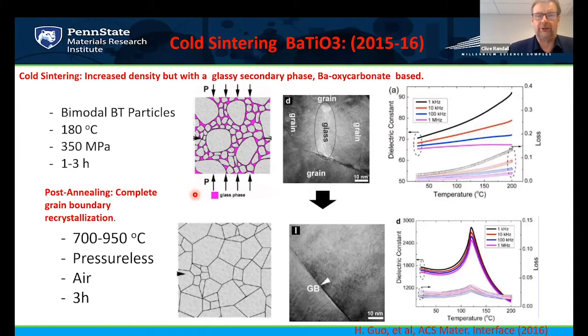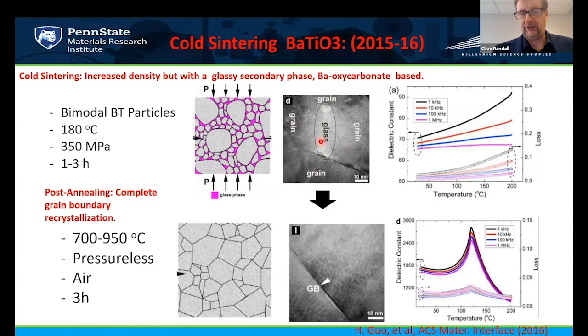So how about ferroelectrics? Well, we started working on ferroelectrics almost immediately after discovering this phenomena. And where we started originally was with barium titanate, of course. And to tell you the truth, it was somewhat disappointing. We were able to densify the material at 180 degrees within 350 degrees, but there was a lot of problems with the grain boundary phases. A lot of carbonate phases were forming, and then diluting in series the grain boundary mixing.